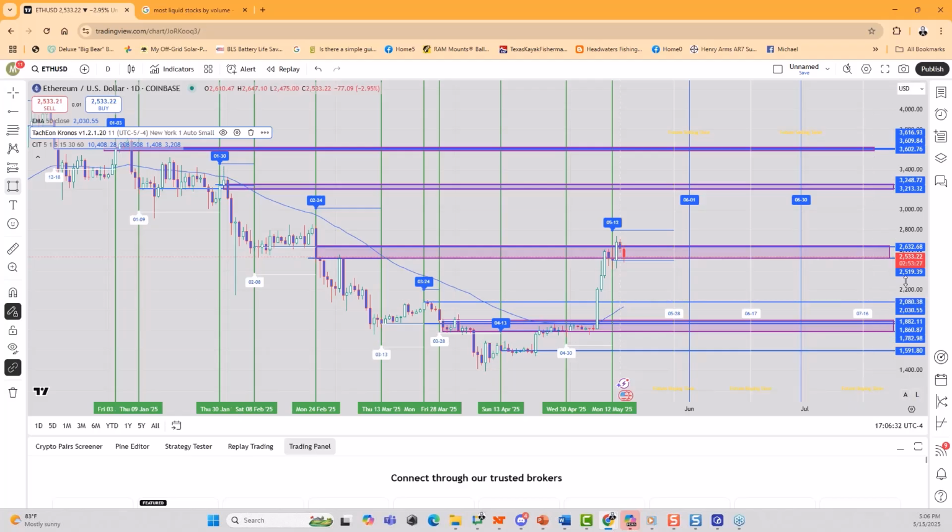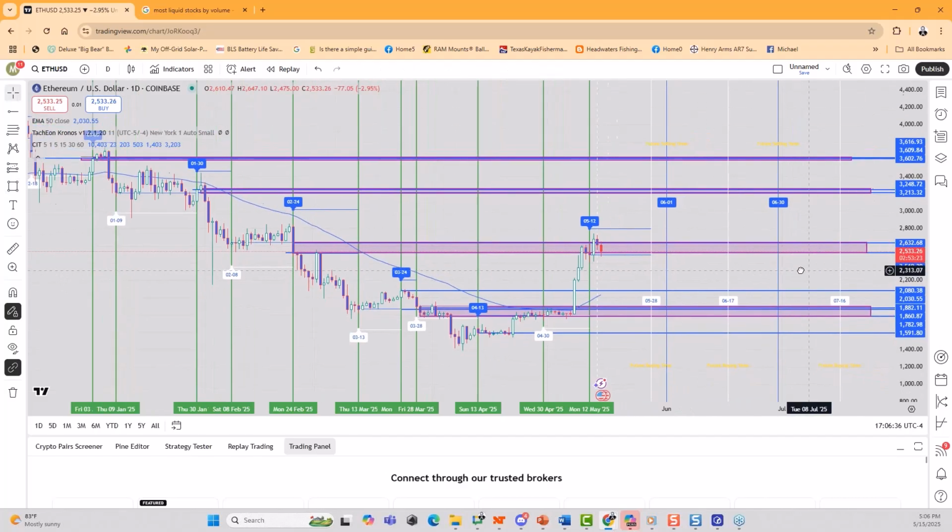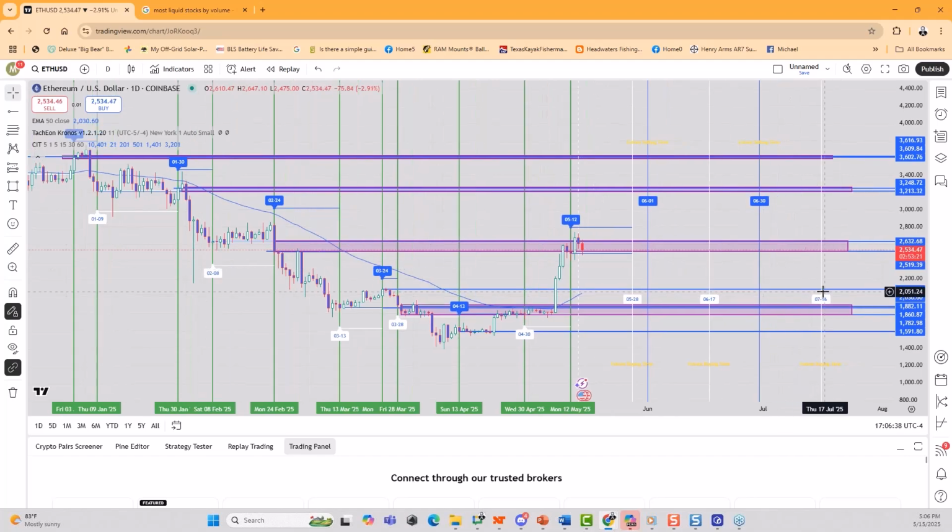So is the Ethereum chart good? All of these signals out here to the future, we're covered through June, July right now. The times do not paint over, they don't move, they don't shift.